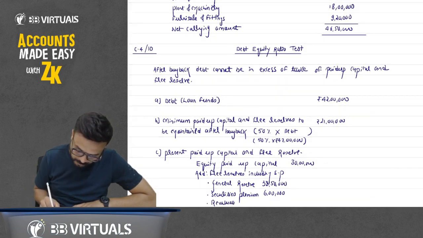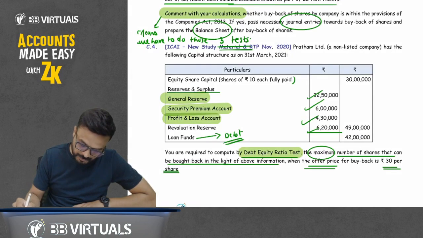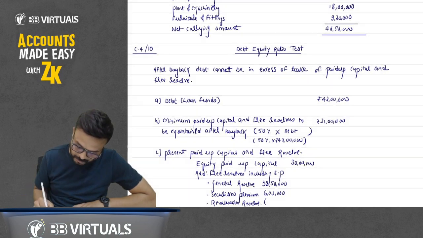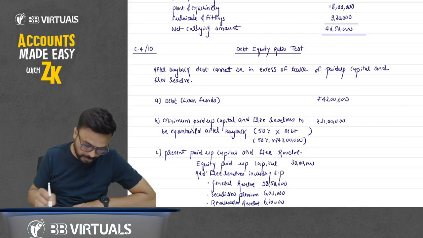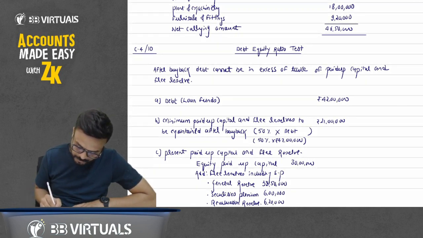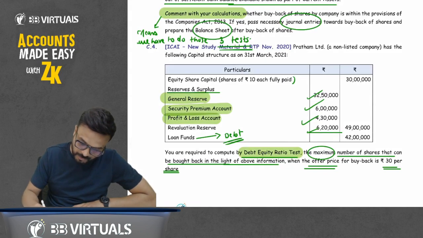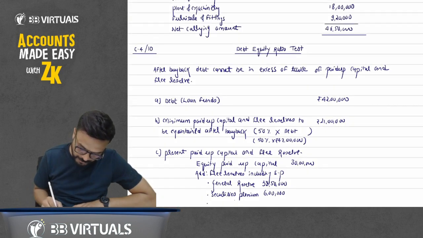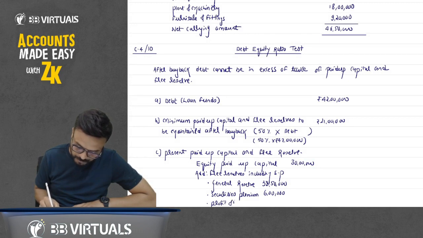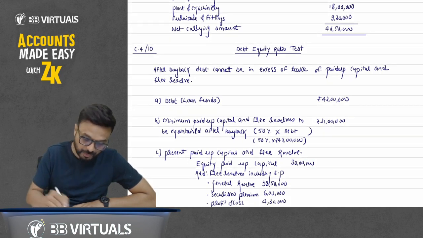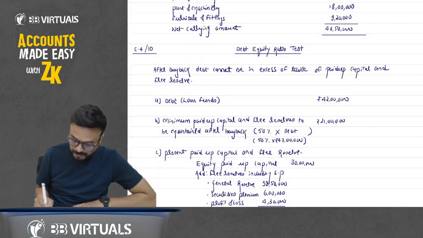Then revaluation reserve, 6 lakh 20,000. Sorry, by mistake I have written revaluation reserve, which is not allowed. It is a profit and loss account, so write down profit and loss, which is 4 lakh 30,000. Revaluation reserve is not part of paid up capital plus free reserve.